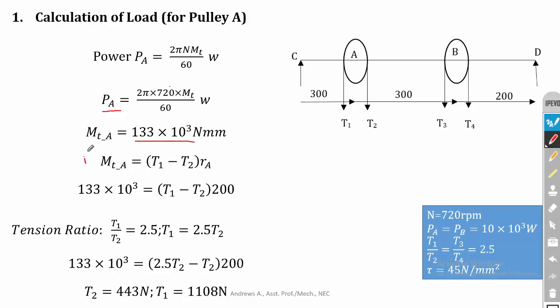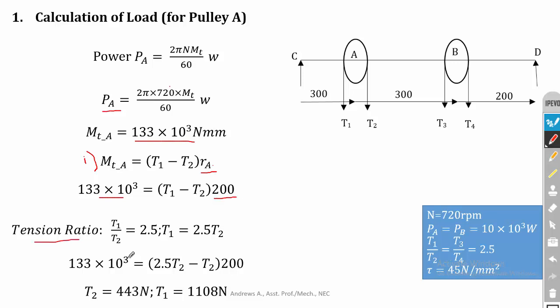Further, to calculate the tension, the first equation is MTA is equal to T1 minus T2 into RA. MTA we have calculated. You can substitute that. Keep T1 minus T2. And in the problem, the diameter is actually given. The diameter of pulley A is given as 40 centimeter, that is 400 mm. So the radius is half of the diameter, it is 200 mm. So you can substitute that.